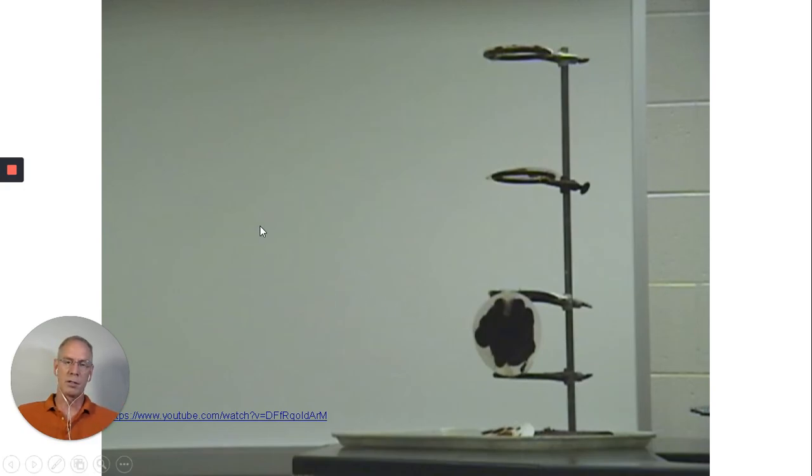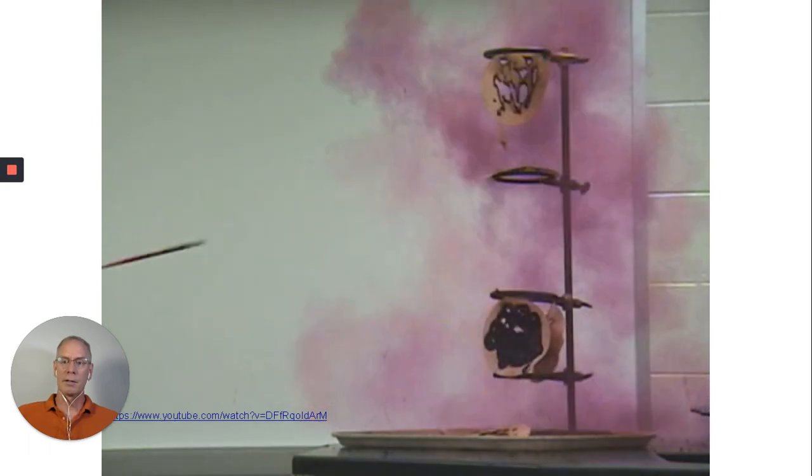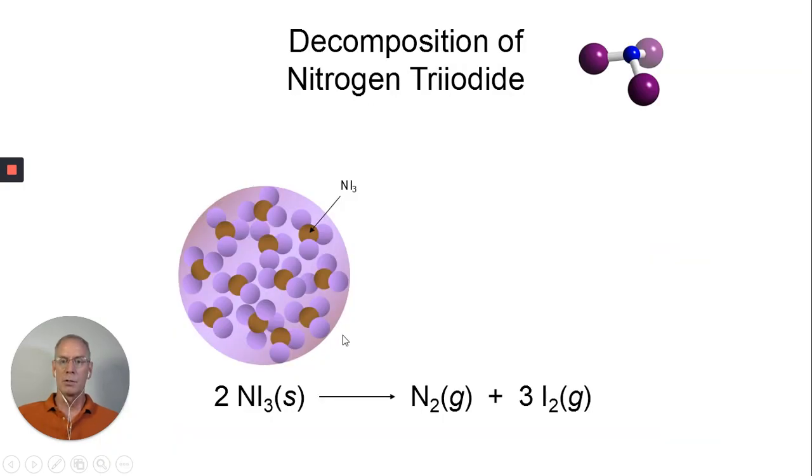So here we are just touching it, and these are stop frames instead of video because it's easier, just touching it very lightly with a stick. And when it gets hit, it explodes and it decomposes and it blows up all that purple gas, iodine gas vapor. So we can look at that and think about what that might look like at the molecular level. Here is some nitrogen triiodide. The nitrogen is represented by the brown circle, and the three purple ones are the iodine. So nitrogen triiodide.